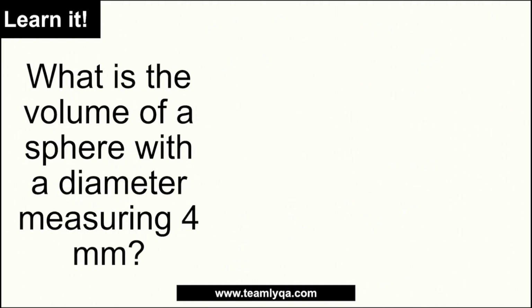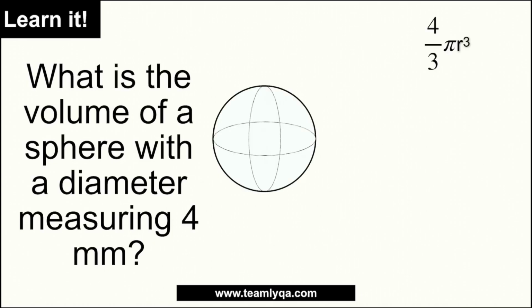Now, let's take this one right here. Sabi, what is the volume of a sphere with a diameter measuring 4 millimeters? Okay, so balik tayo dun sa ating sphere. Again, ang diameter daw niya, so the entire thing is 4. So, ang kalahati niya would be 2. Same thing as kanina. Isa-substitute lang natin.